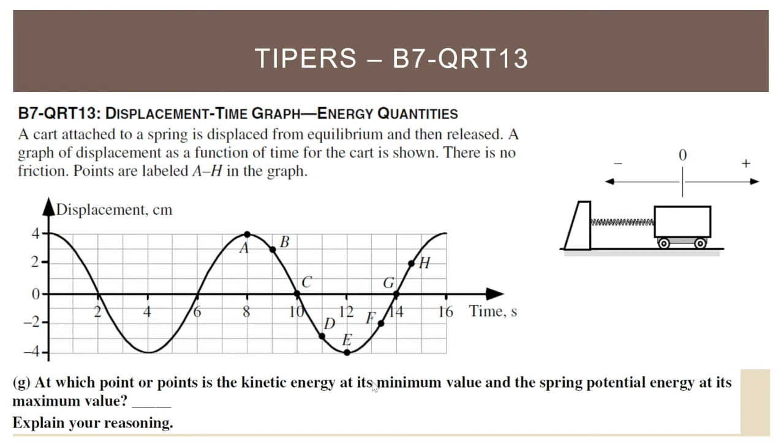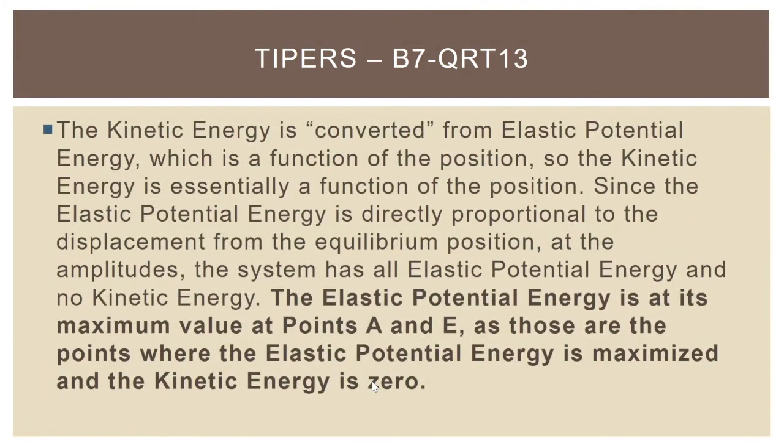All right, so this answer is basically exactly the same as the last one. Kinetic energy is converted from the elastic potential energy, which is a function of the position. So the kinetic energy is just a function of the position too. Since the elastic potential energy is directly proportional to the displacement from the equilibrium position, at the amplitudes the system has all elastic potential energy and no kinetic energy. The elastic potential energy is at its maximum value at points A and E, as those are the points where the elastic potential energy is maximized and the kinetic energy is zero.